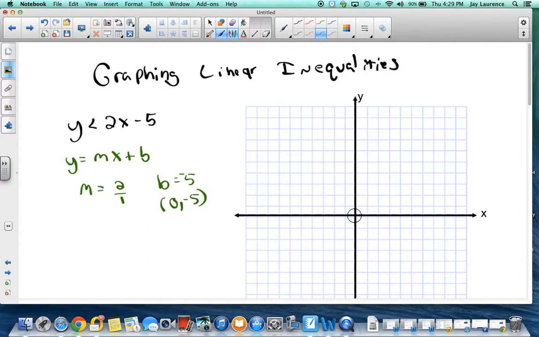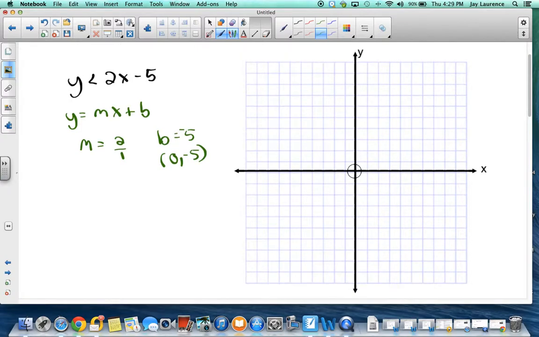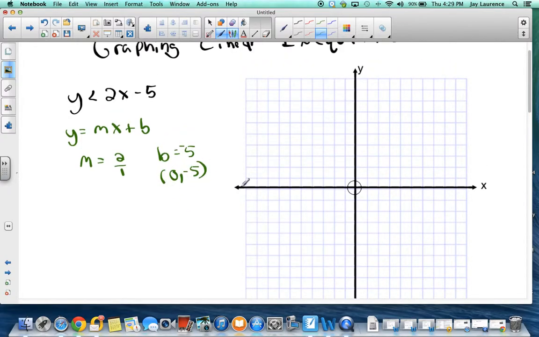Now, level 2 people especially pay attention to this. That's the y-intercept, so that goes on the y-axis. And so I'm going to go down 1, 2, 3, 4, 5. And then my slope is going to be rise 2, run 1. Rise 2, run 1. Okay, that's probably enough.